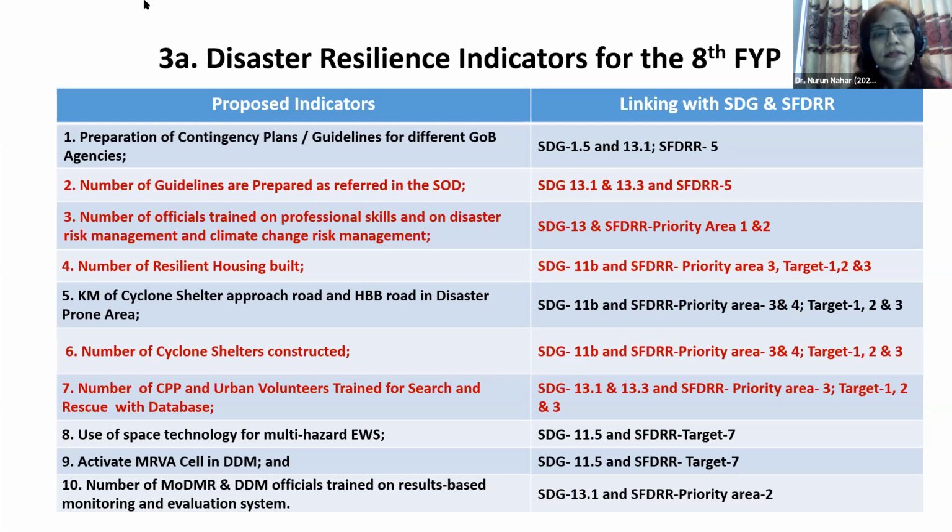And we have proposed successfully these indicators and interlinked them with the SDGs, the Sustainable Development Goals as well. For example, the cyclone shelters we have, and also the CPP, Cyclone Preparedness Programme, and urban volunteers. It's a very important thing in Bangladesh for disaster preparedness. So that was an important indicator. And also use of technology in multi-hazards and number of resilient housing.